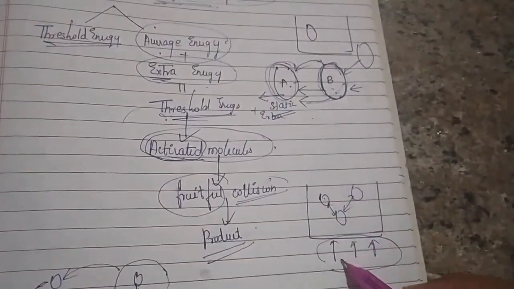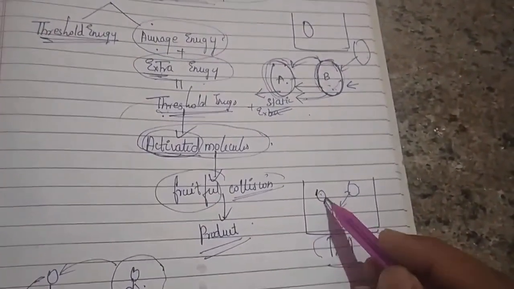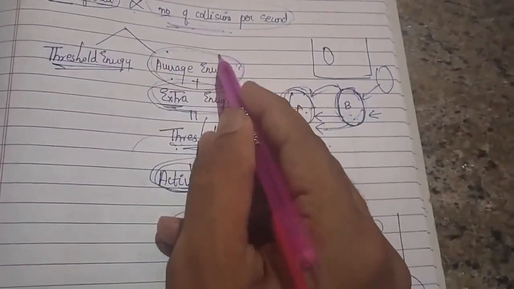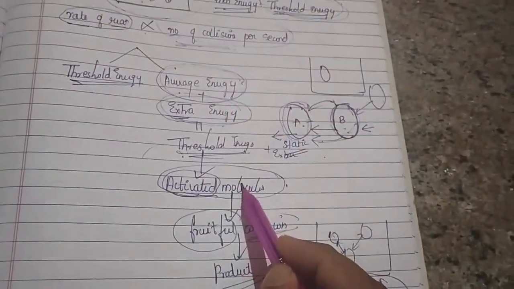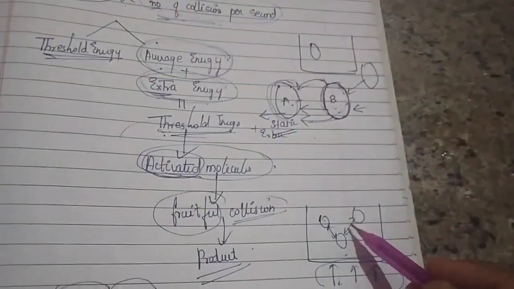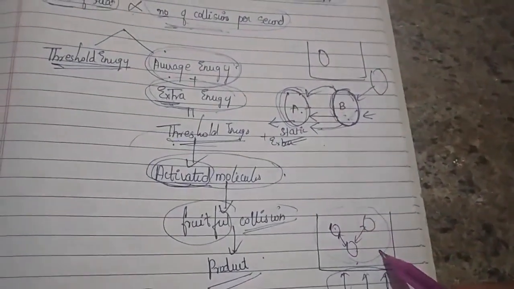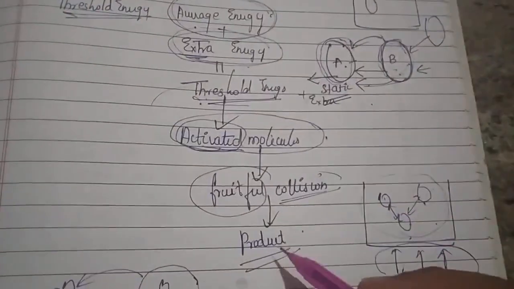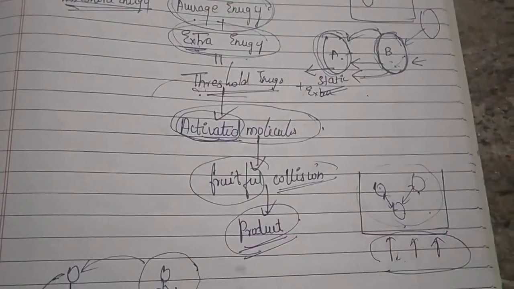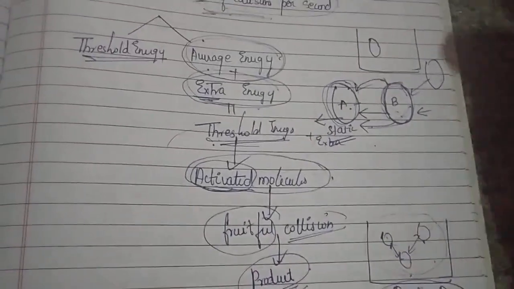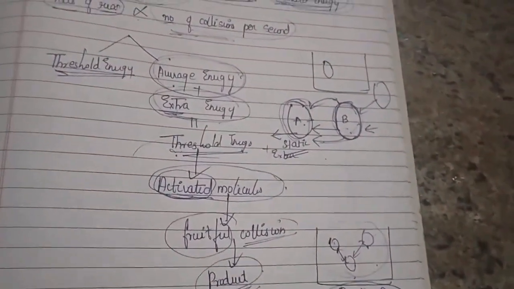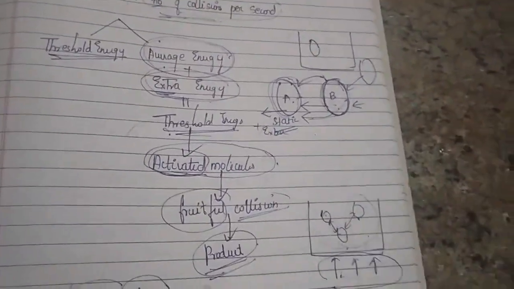Of course, whatever the temperature you have supplied, that will be acting as what? Extra energy for your average energy molecules. And easily they will be converted to activated molecules. And when such activated molecules increase, of course the collision increases. And on increasing the collision, what happens? The product will be favored at a greater velocity. That is, you will be obtaining your product at a faster rate. So this is the concept.